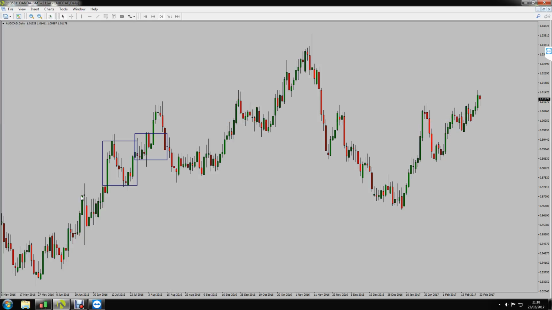Another situation is here. If we identify the liquidity level, we notice, and it's not a coincidence, that the price went to gather liquidity right at the middle level of the previous range.